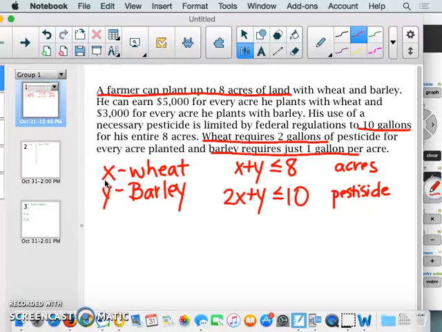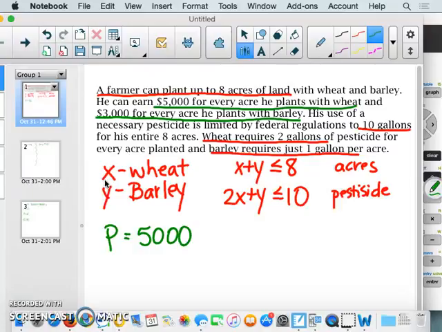And then we have to write the profit function. And the profit comes in from the second sentence. He has $5,000 for wheat and $3,000 for barley. So the profit function is 5,000 X plus 3,000 Y.